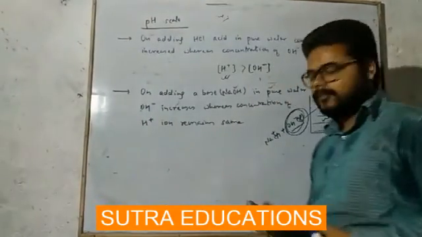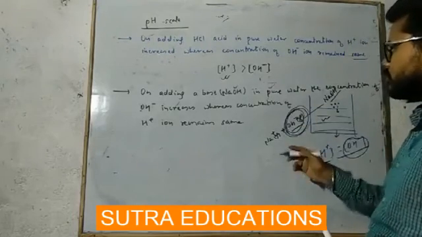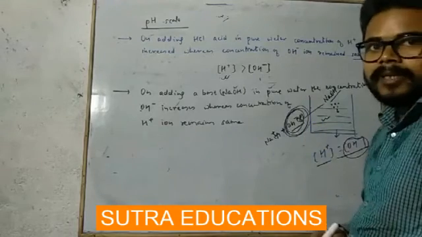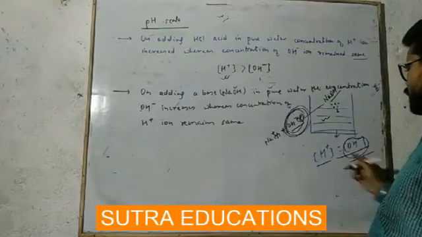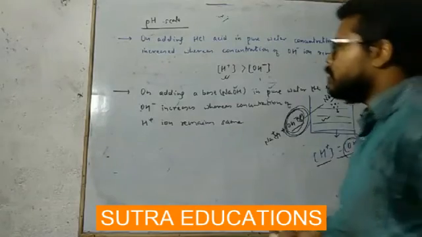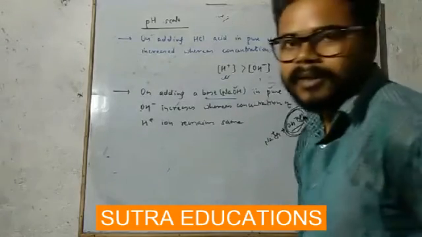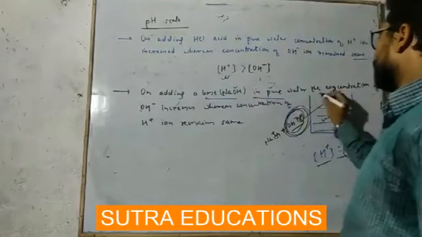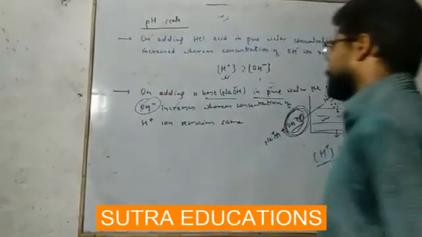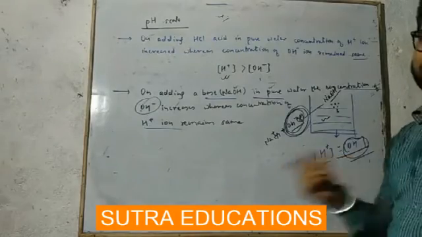When we added base into it, some extra OH minus came into this container. So this OH minus plus this OH minus means the concentration of OH minus is increased now. So, on adding a base, this time we are adding NaOH, in general we will write: on adding a base in pure water, the concentration of OH minus ion increases, whereas the concentration of H plus ion remains the same. H plus ion is as it was earlier.